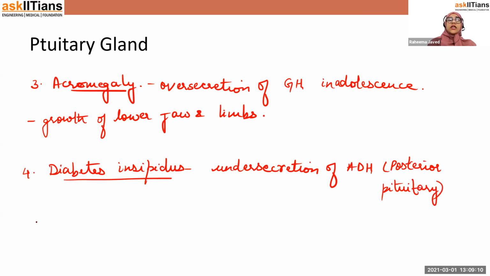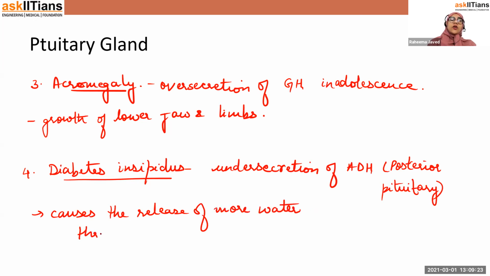So, undersecretion of ADH causes the release of more water through urine. Okay. So, all the water is excreted out through the urine, because ADH helps in the absorption of more and more water from the kidneys. So due to undersecretion of ADH, the water is not getting absorbed. It will get released in the urine. So a person can suffer from excessive thirst.